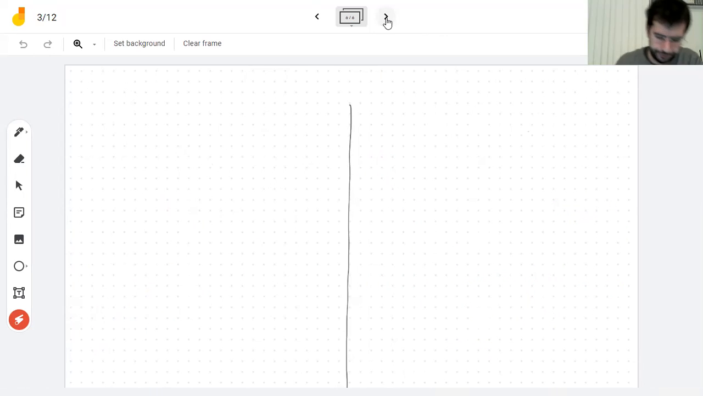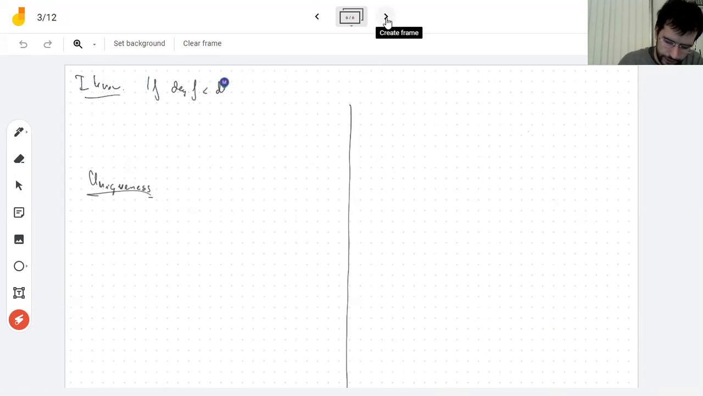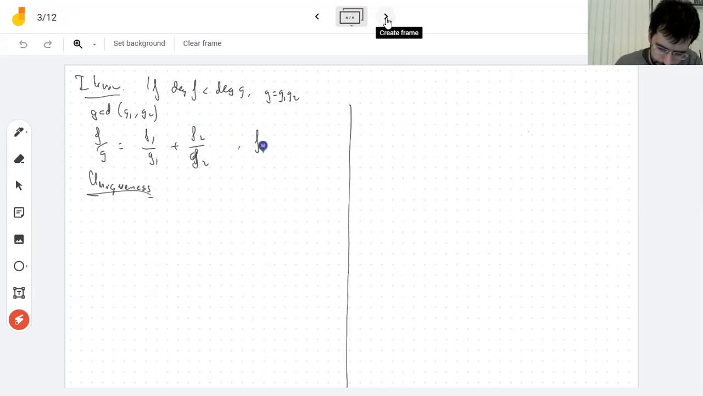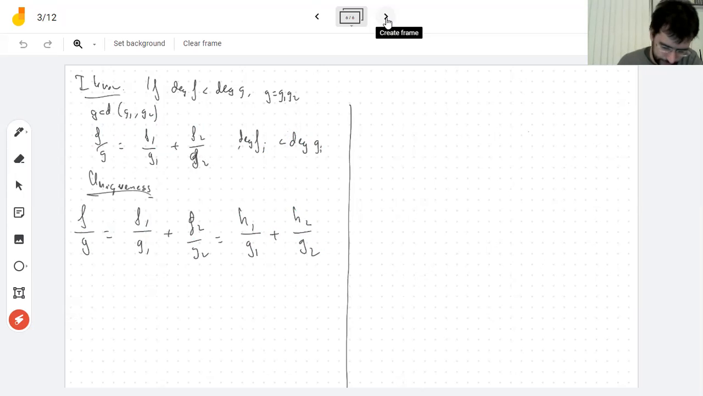Let's see the uniqueness. Or maybe let's recap. If the degree of f is smaller than the degree of g, and g splits into two mutually prime things, f divided by g is the sum of f1 divided by g1, f2 divided by g2, where the degree of all the numerators is smaller than the degree of all the denominators. So uniqueness would say, suppose that f divided by g can be written in one way, but also it can be written in another way. In this case, can we have that? Do we have that the f's are the h's? Given that the degree, of course, would have to be smaller.